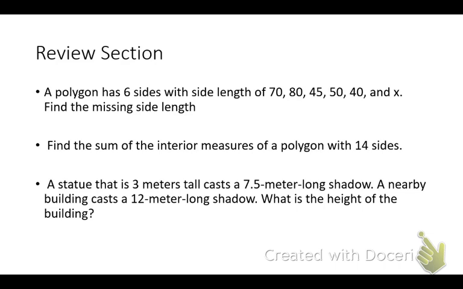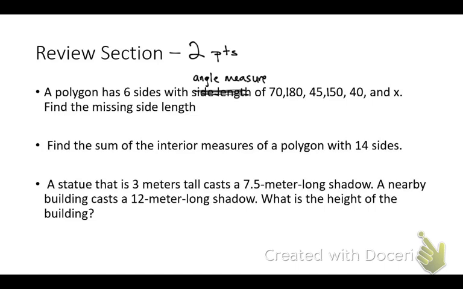Okay, guys, now we need to do just a quick review section. These are only 2 points each, and they are almost identical to what you're going to see, okay? I do need to make one change. This is going to be 180 and 150. Okay, so what if a polygon with 6 sides had side lengths of 70, 180, 45, 150, and 40? Could I find the unknown side length? Yes. Actually, that should be an angle measure, but either way, angle measure.